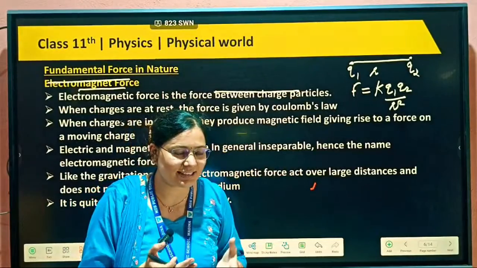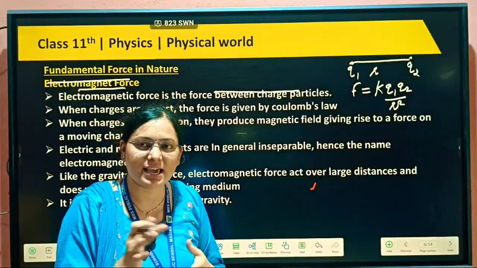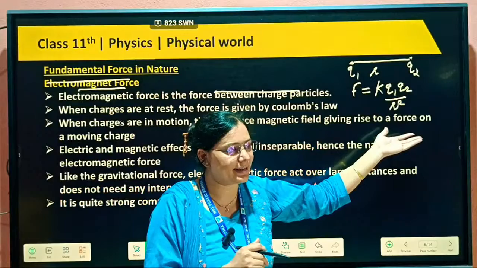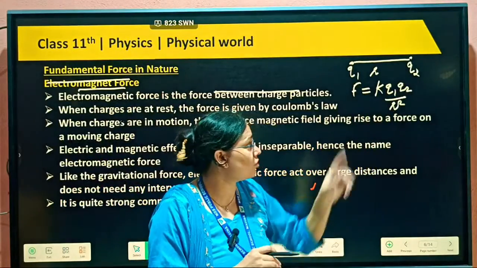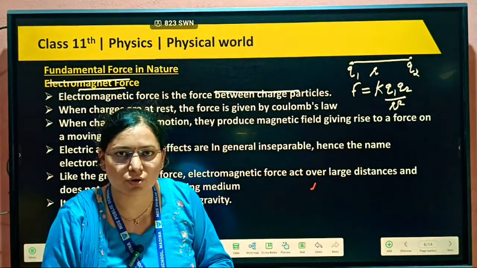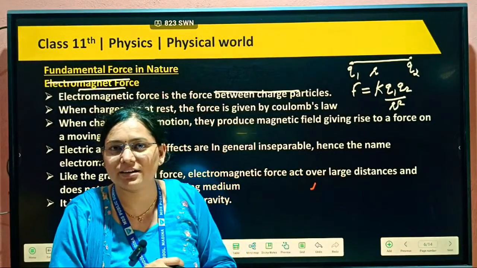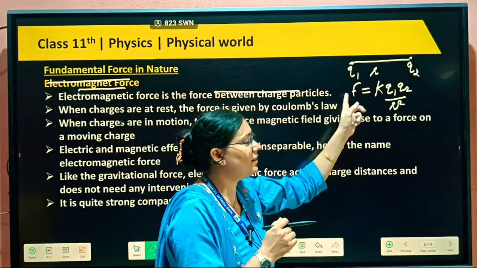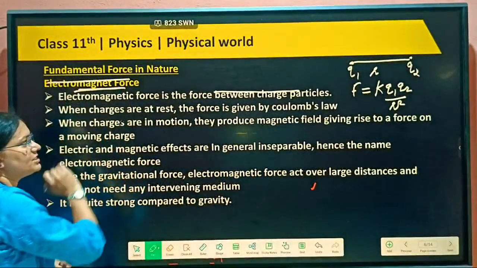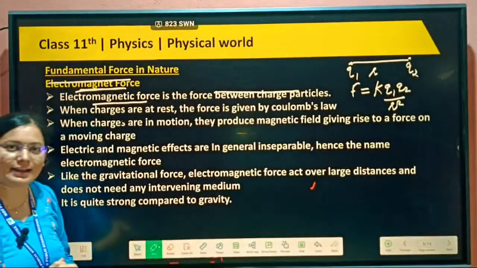Understood? Just as we are sitting here, two states are possible for us: we can move, we can sit. Same here, for a charge also two states are possible. A charge can be at rest, or a charge can be in motion. When the charge is at rest, the force acting between them is the electrostatic force. When the charge is in motion, a magnetic field is created around it. Due to the presence of the magnetic field, their magnetic force will be there. So due to the motion of the charged particle, that force is known as the electromagnetic force.